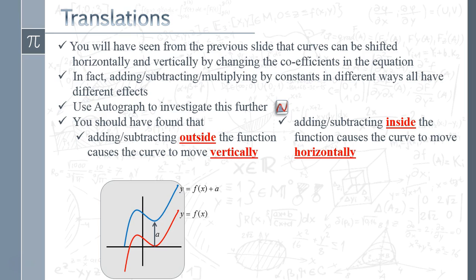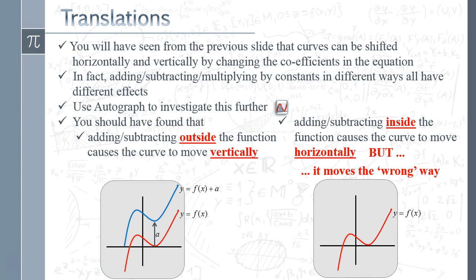Doing the same thing, but this time putting it inside the function, like from our previous slide, that x minus 4 all squared, so that's inside a squared function. This one causes it to move horizontally, but as I mentioned before, it appears to be what our brain likes to think of as the wrong way. We want a positive inside the bracket to move it to the right, and a negative to move to the left, but it actually moves it in the opposite direction.